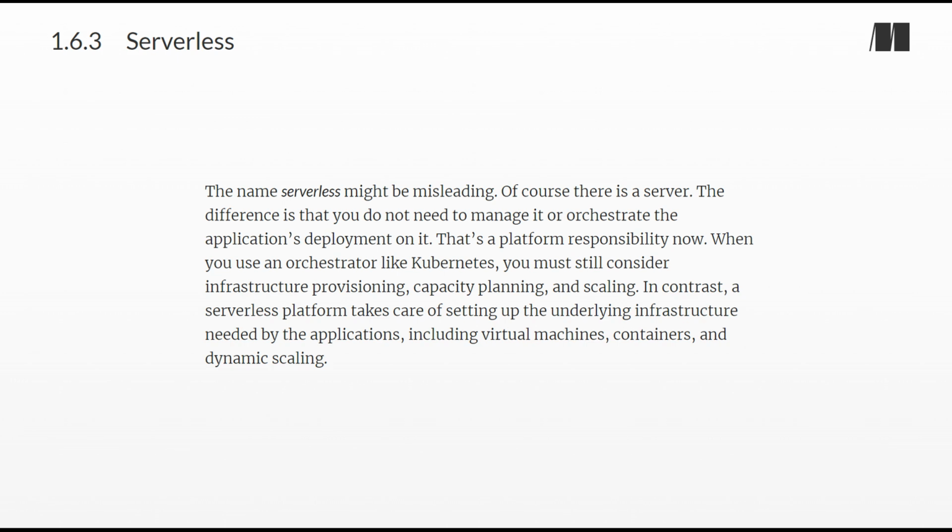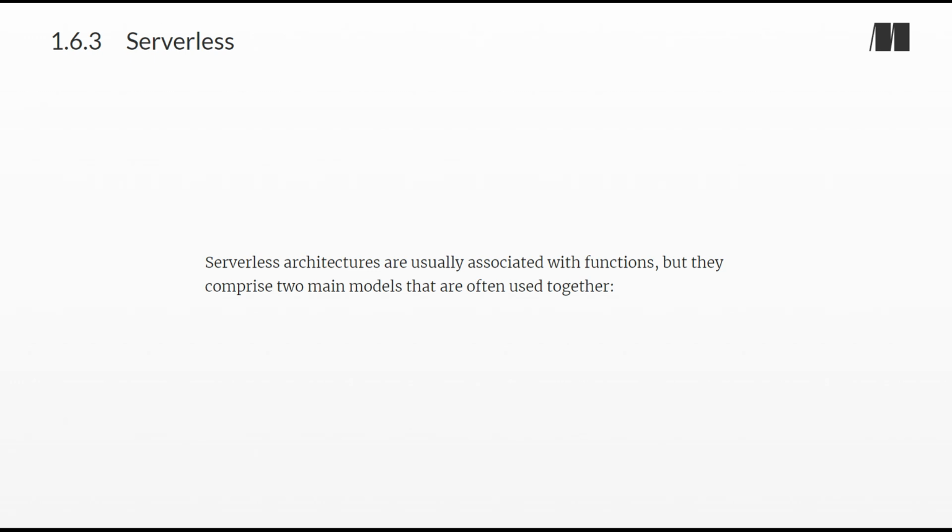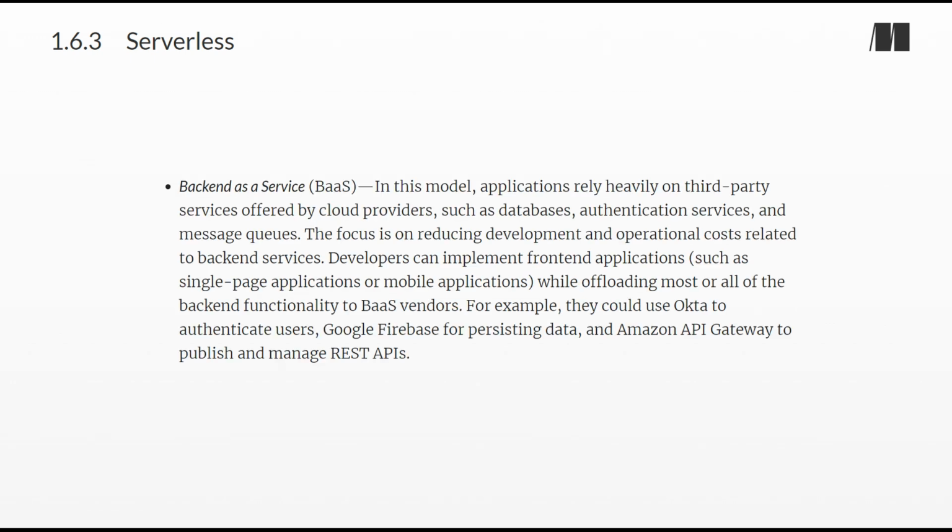When you use an orchestrator like Kubernetes, you must still consider infrastructure provisioning, capacity planning, and scaling. In contrast, a serverless platform takes care of setting up the underlying infrastructure needed by the applications, including virtual machines, containers, and dynamic scaling. Serverless architectures are usually associated with functions, but they comprise 2 main models that are often used together. Backend as a service, BaaS.